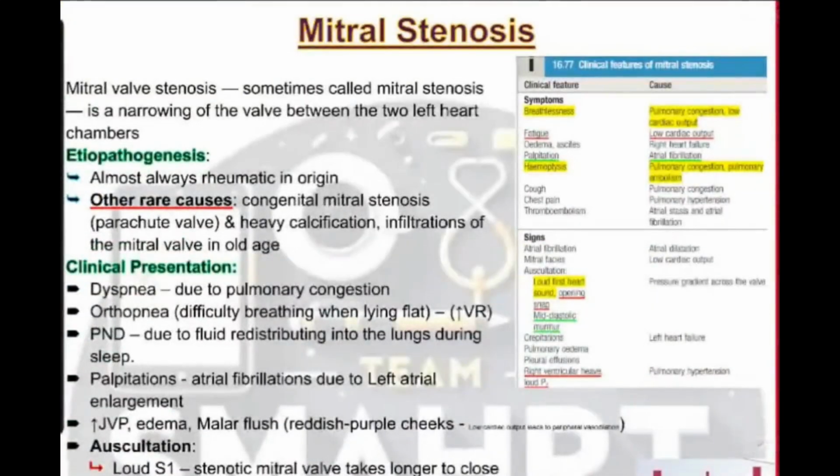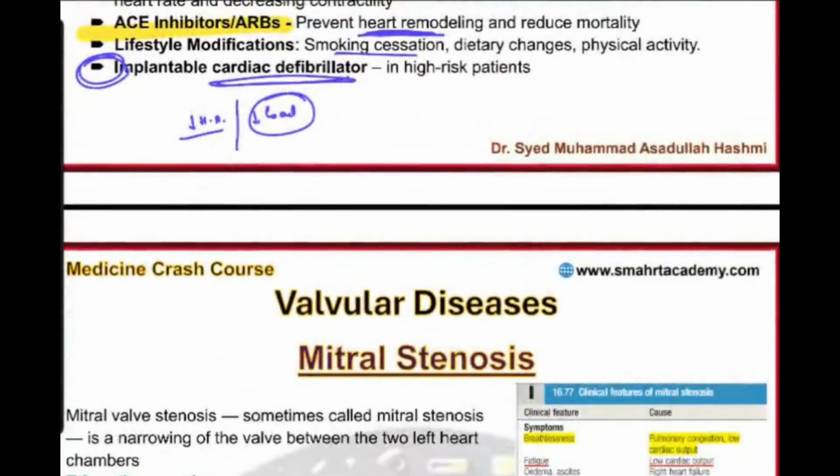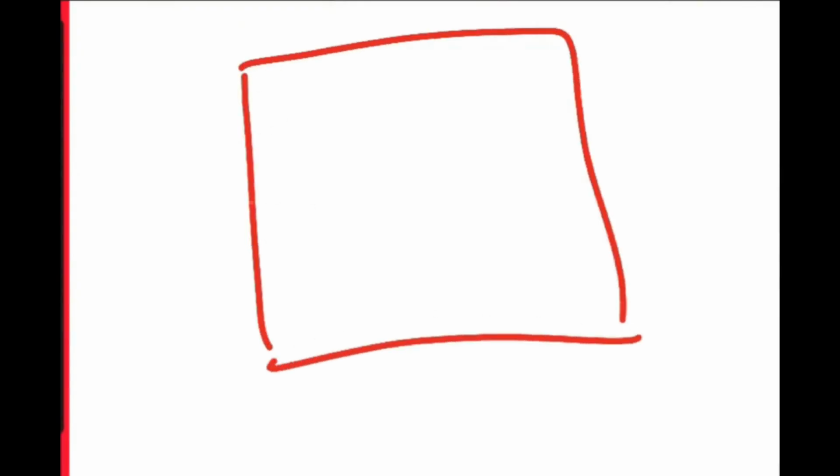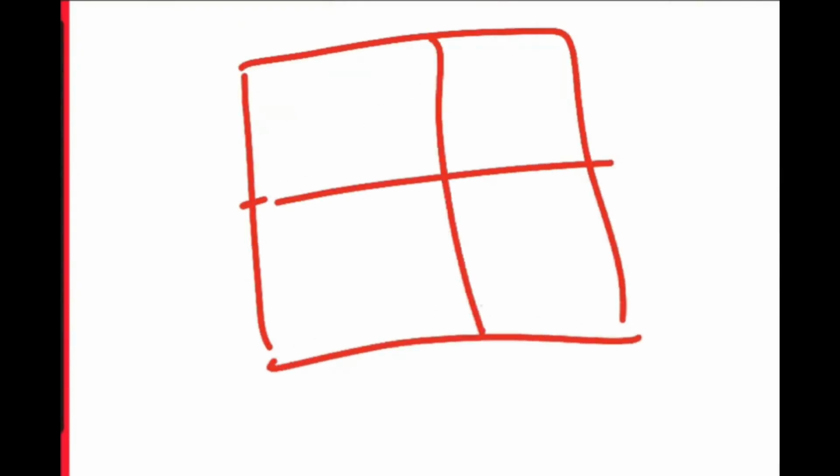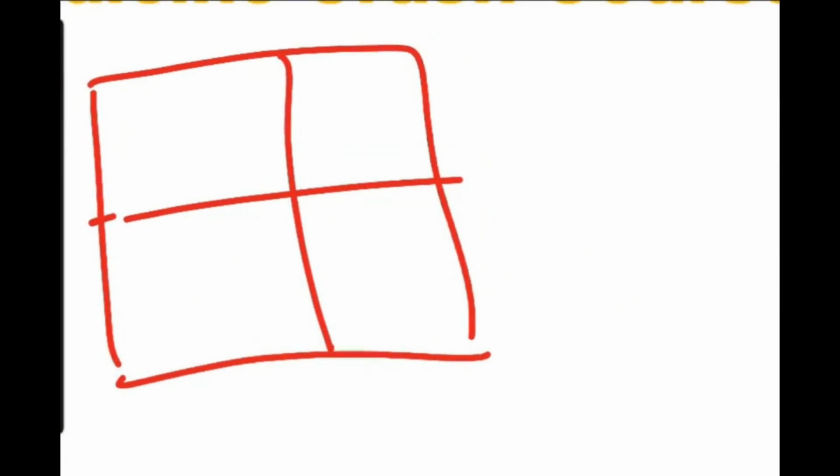Now we'll talk about valvular diseases. In valvular diseases, what do you need to remember? So this is our heart. Do you know which valve is where? Okay, right atrium, right ventricle, left atrium, left ventricle. We have the mitral valve.